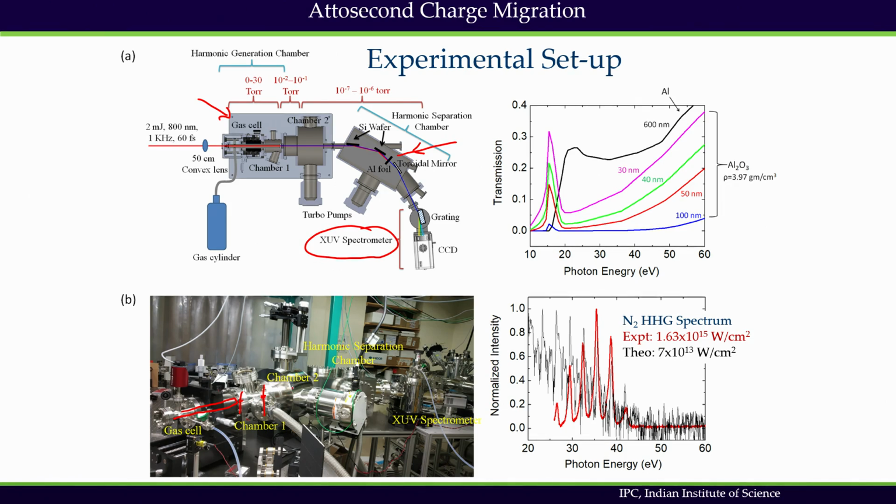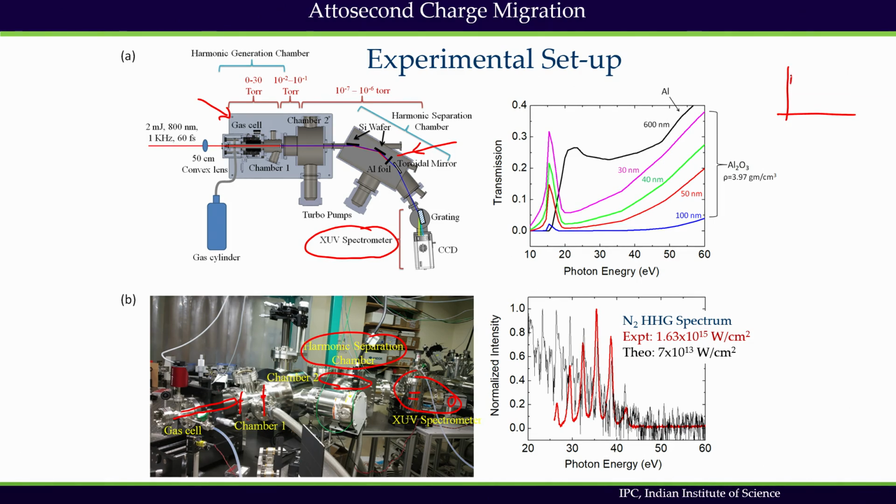So chamber 1 and chamber 2 are used for the differential pumping, and the high harmonic generation chamber is situated here, and this is the spectrometer. We have built this: a grating is kept here and the CCD camera is kept here. So this is the spectrometer, and we said previously that a typical HHG spectrum should look like this.